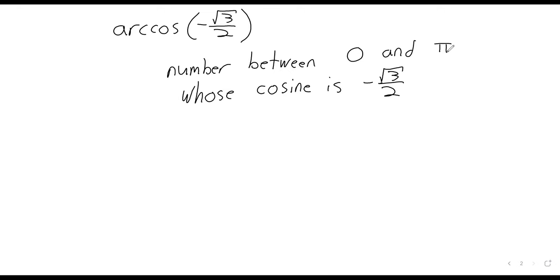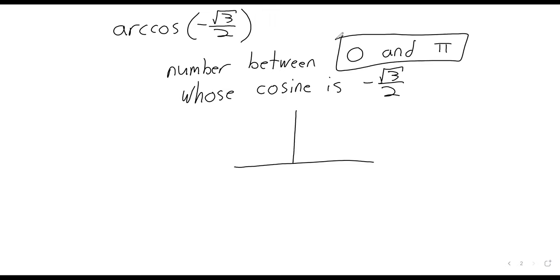And this might require some thought. So we can be in either the first or the second quadrant. That's what being between 0 and pi means. If the cosine is going to be negative, what quadrant do we have to be in? The second quadrant is correct, Becky. Second or third, but there is no third quadrant thanks to this restriction.